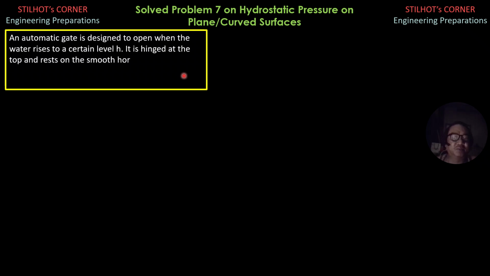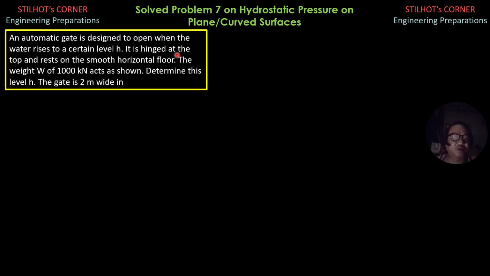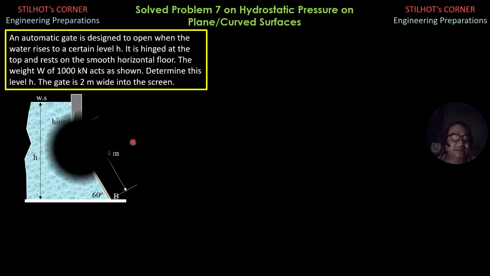solve those problems. An automatic gate is designed to open when the water rises to a certain level h. It is hinged at the top and rests on the smooth horizontal floor. The weight W of 1000 kilonewtons acts as shown. Determine this level h. The gate is 2 meters wide into the screen. So here is the figure.